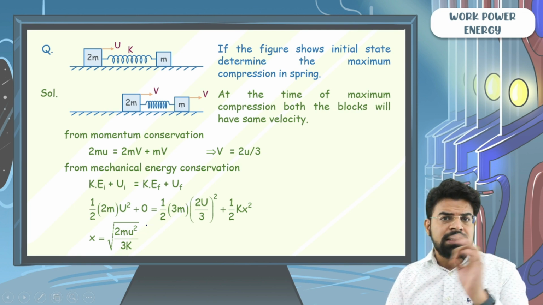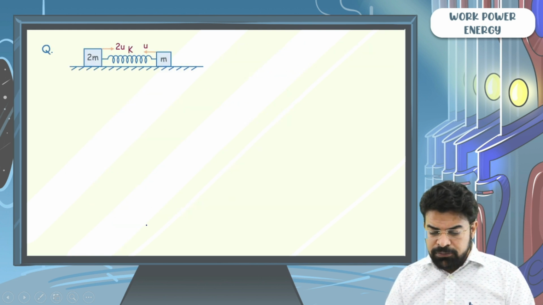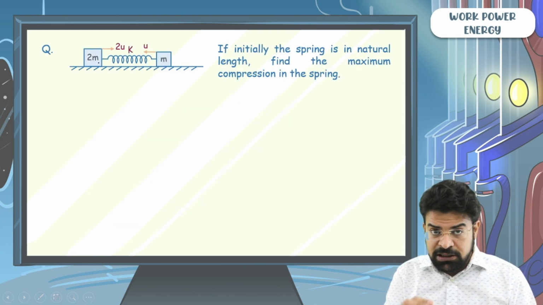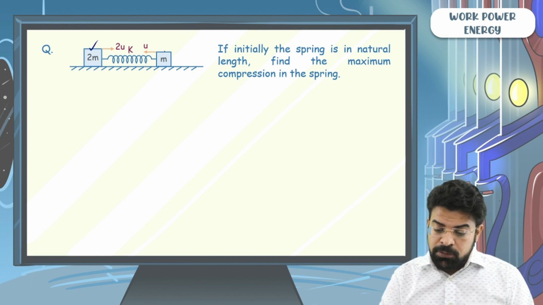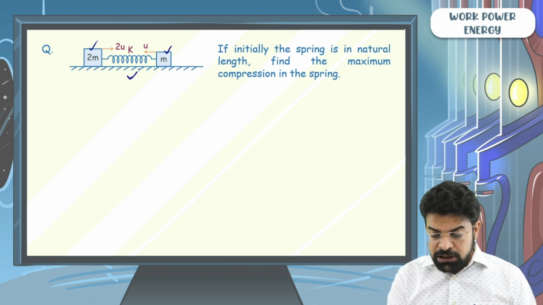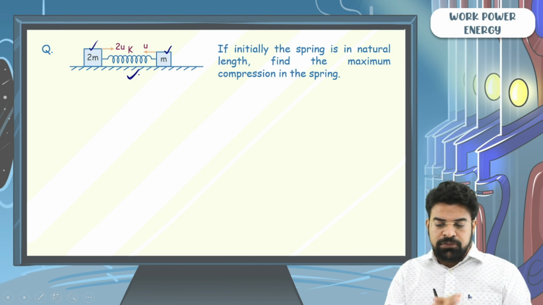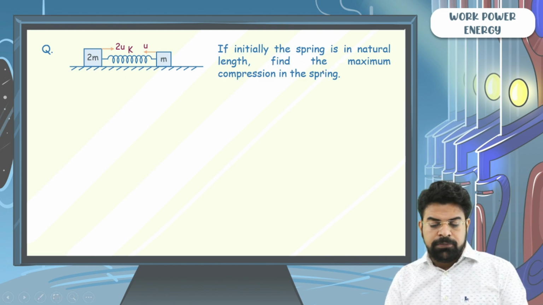To understand the concept better, let's practice one more question based on this. Now let's say the initial condition is such that the block of mass 2m has a speed 2u towards right, while the block of mass m has a speed u towards left, and initially the spring is at its natural length. The question is, find the maximum compression in the spring.